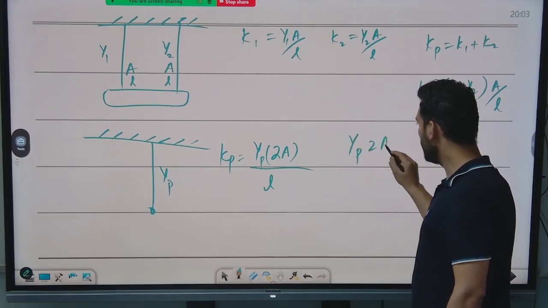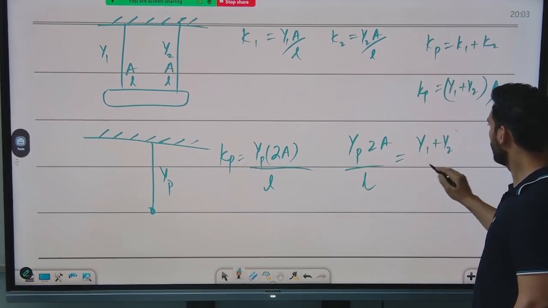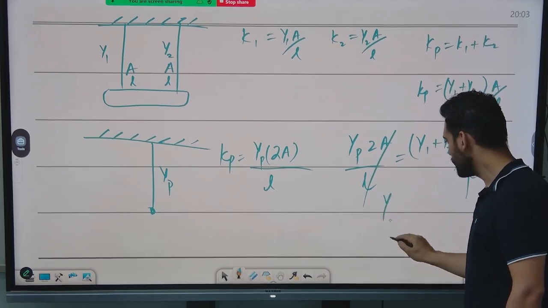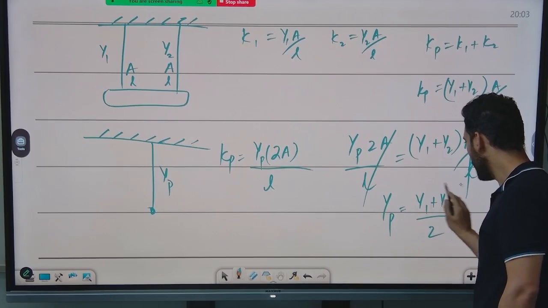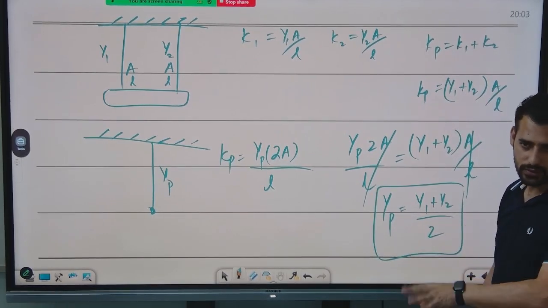Equate the two. Yp twice A divided by L is equal to Y1 plus Y2 times A by L. A by L cancels out. So what is your Y in parallel? Y1 plus Y2 divided by 2. That's it. 2 JEE questions. Done.